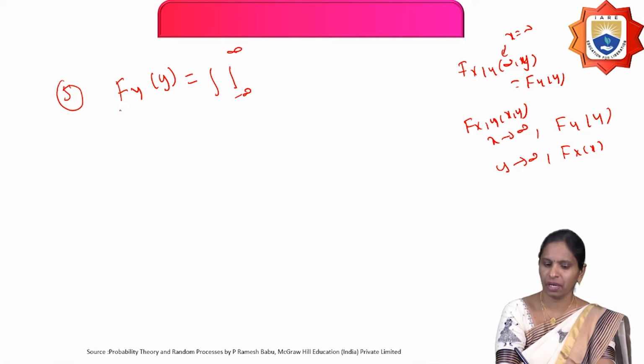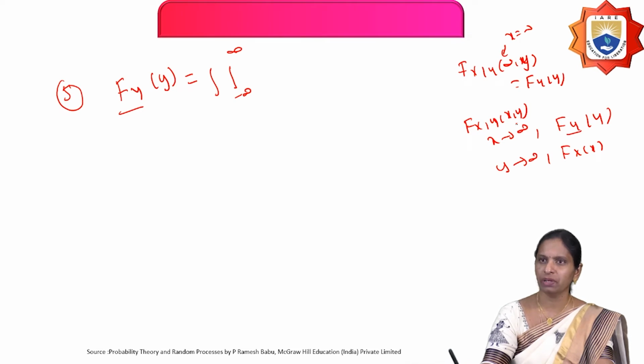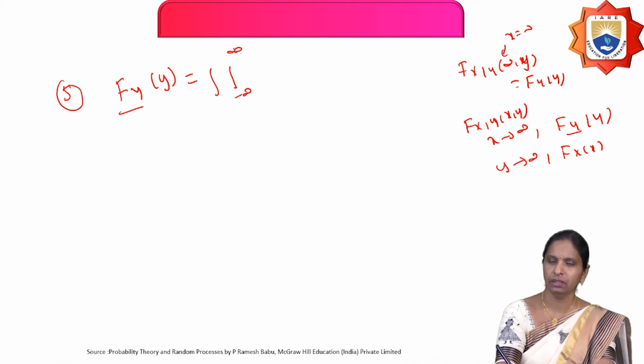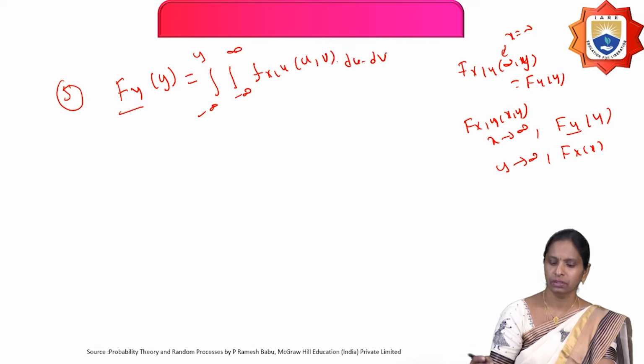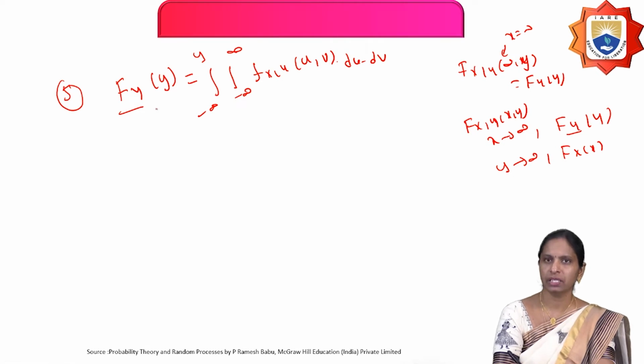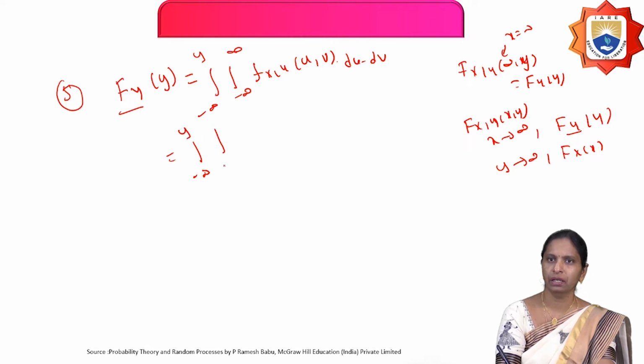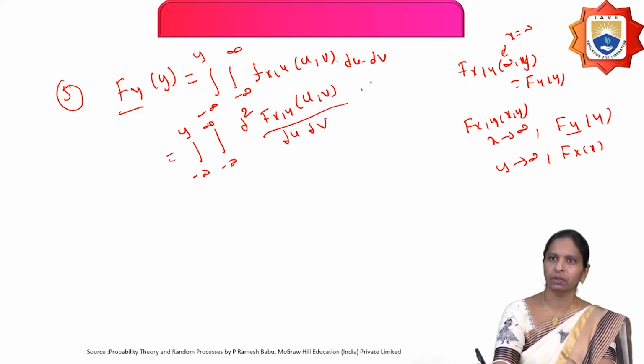Therefore, if you want the marginal distribution function of the random variable y, you have to keep x as infinity. Therefore, here we keep x as infinity, and the next limits are from minus infinity to y: fxy of u comma v du dv. In a similar manner, you can prove the marginal distribution function of the random variable y. That equals integration from minus infinity to y and integration from minus infinity to infinity. And what is the joint density function? Nothing but the second order derivative of the joint distribution function of the random variables x and y, dou u into dou v.